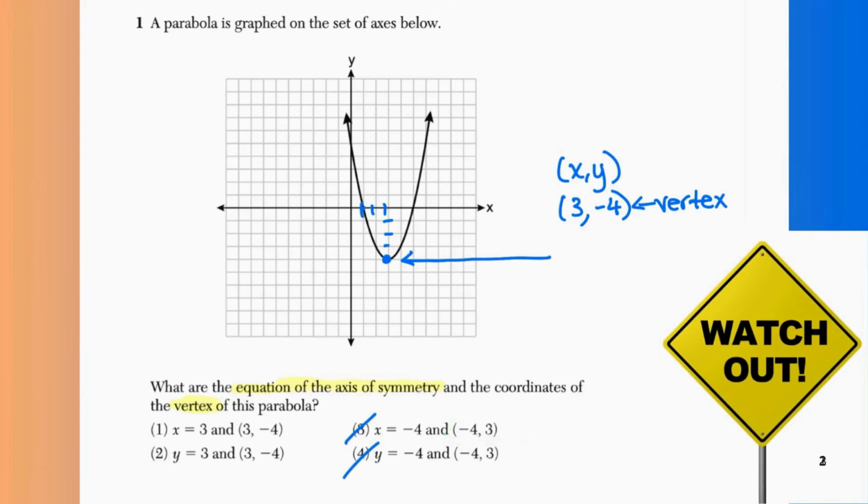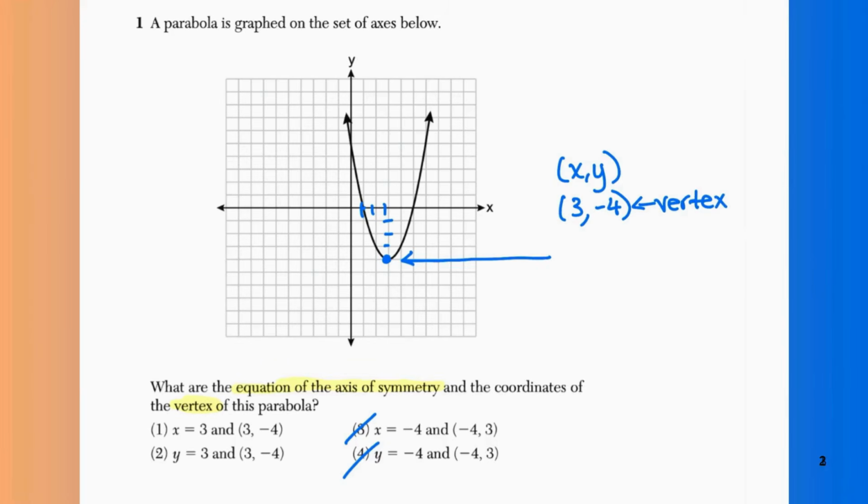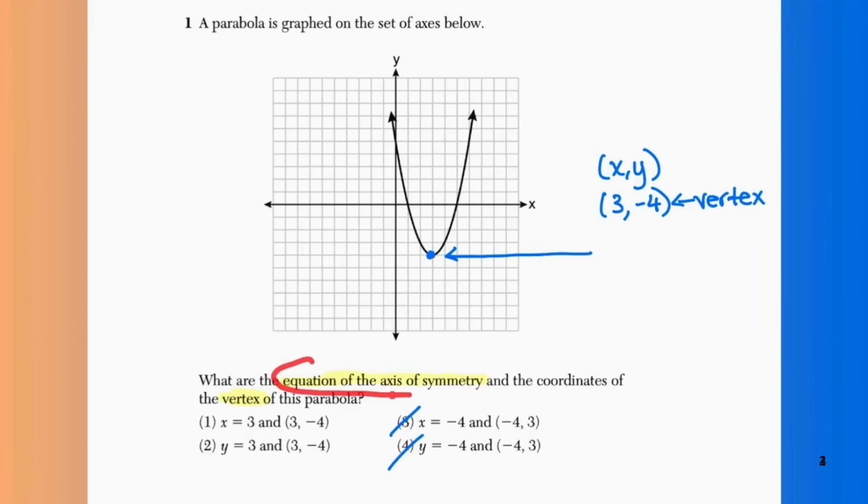So when your teacher says, check your work, that's what they mean. They mean don't fall for the silly mistakes that the test makers are trying to catch you making, all right? So now it's between answer choice 1 and 2. Now we need the equation of the axis of symmetry to answer the second part of this question. The axis of symmetry is going to be a line that goes through the vertex and cuts this parabola exactly in half. So this red dotted line that I'm drawing right now, that is our axis of symmetry. It goes through the vertex and it cuts our parabola in half.